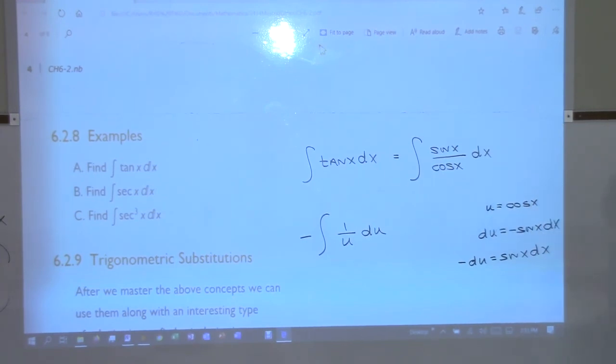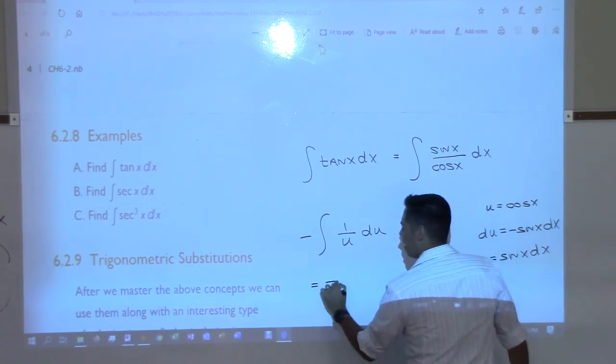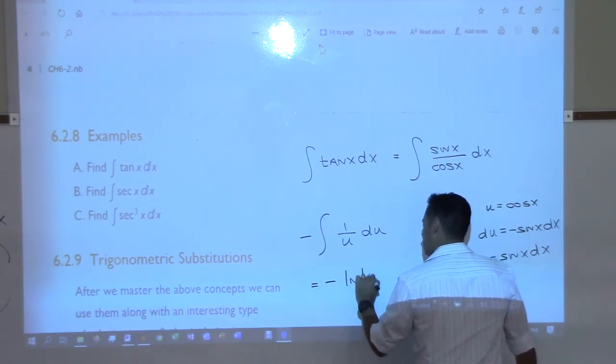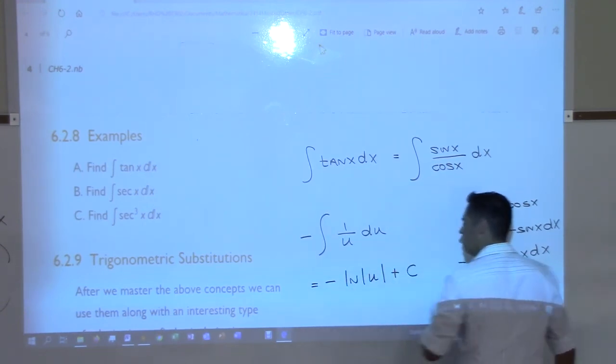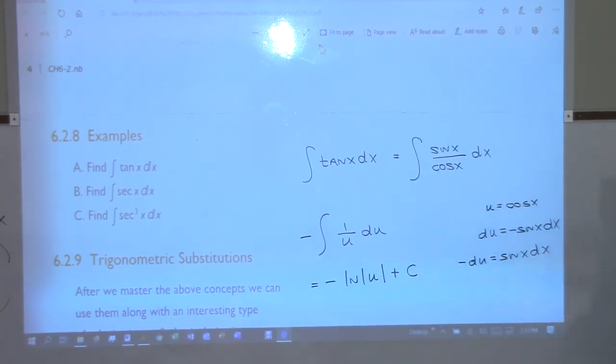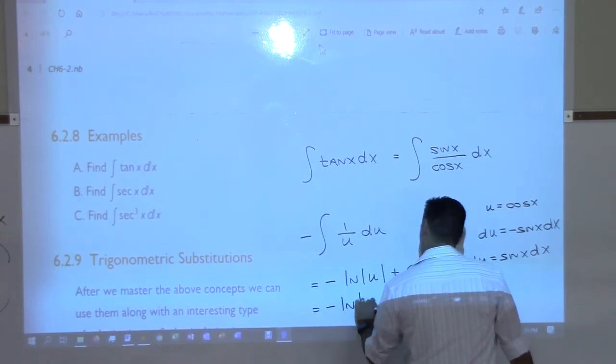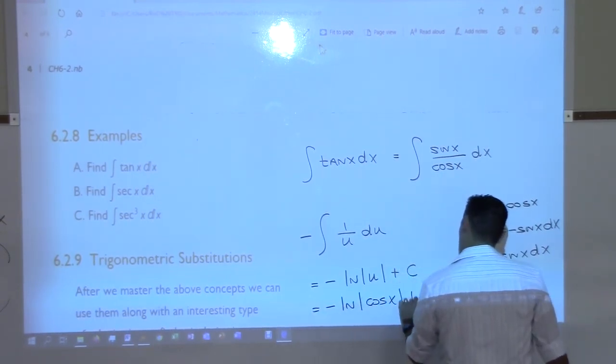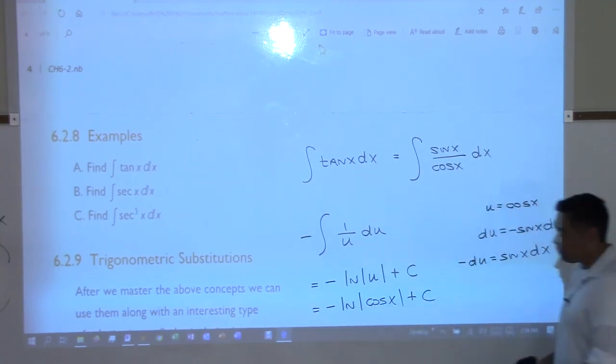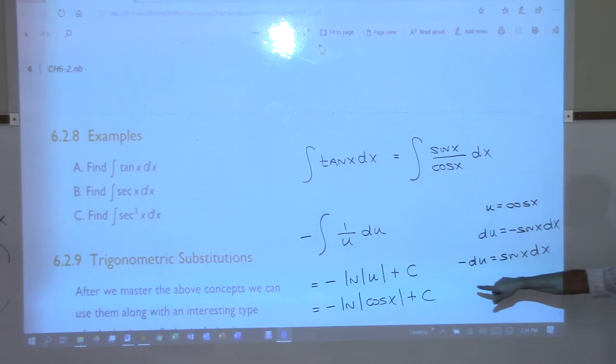And what's the antiderivative of 1 over u? Natural log. So this is going to be minus natural log of the absolute value of u plus a constant. But u is cosine. So we get negative natural log the absolute value of cosine x plus c. Now if you look on your formula sheets, you will not see this formula.